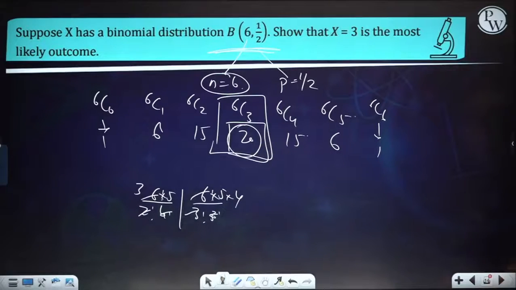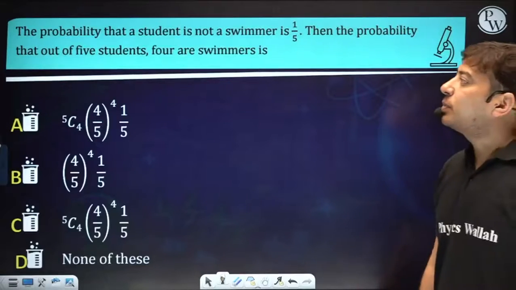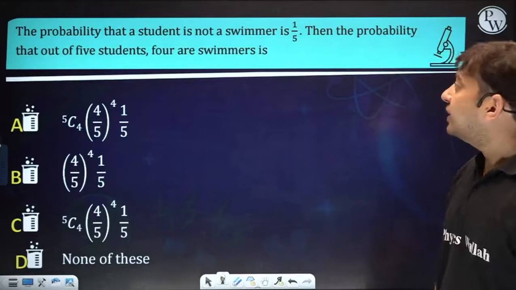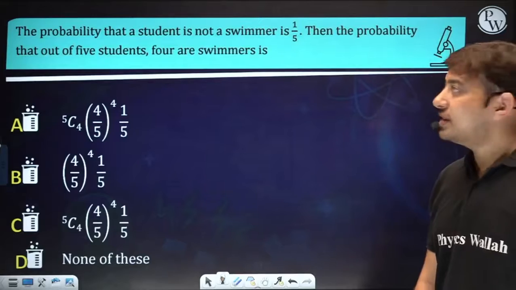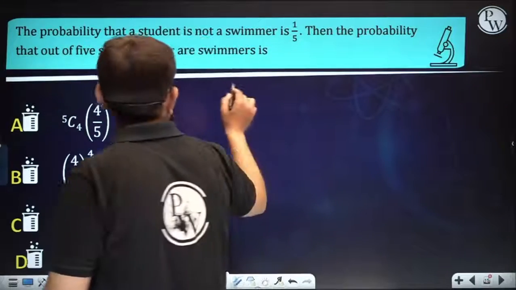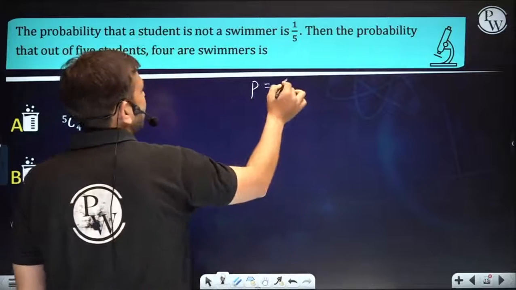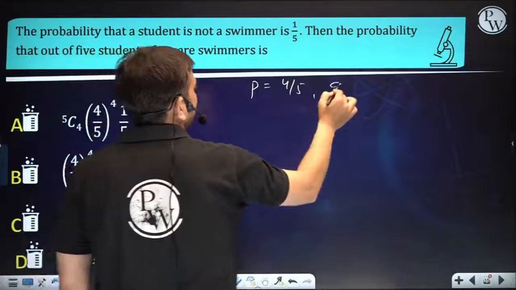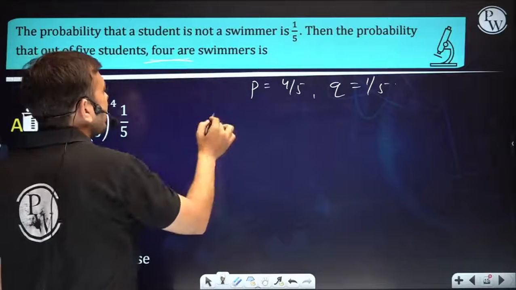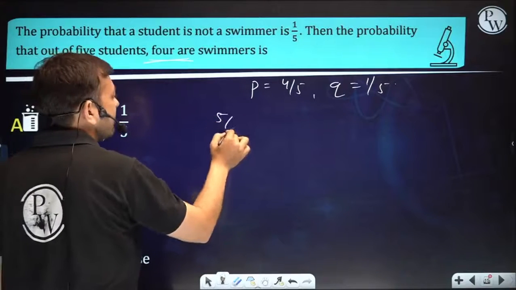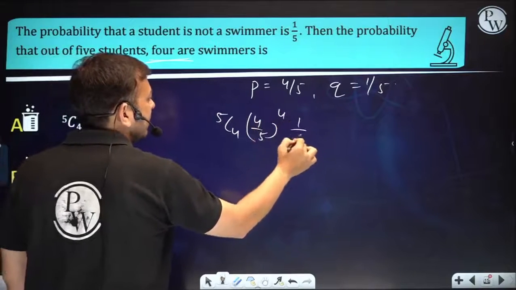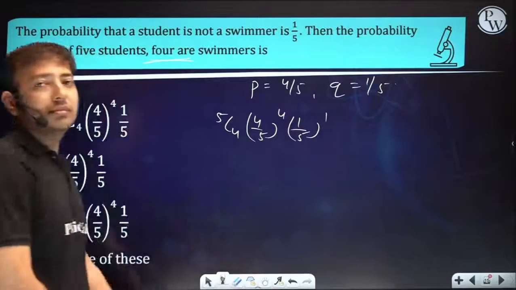Okay, moving on. The probability that a student is not a swimmer is 1 by 5. Then the probability that out of 5 students, 4 are swimmers. So the probability of a swimmer is 4 by 5 and the probability of a non-swimmer is 1 by 5. I need 4, so out of 5 students, 5C4, 4 by 5 to the power 4, 1 by 5 to the power 1. That's it.